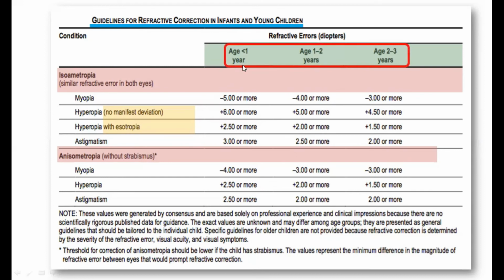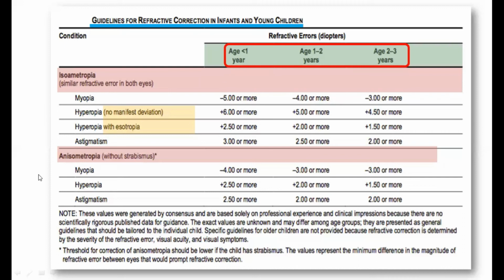And as you see here, in this part of the table, there are only 3 pediatric age groups: less than 1 year, from 1 to 2 years, and finally from 2 to 3 years. So what about the remaining age groups? Because as you know, pediatric age groups are up to 16 or even 18 years old. So we will see in a moment.